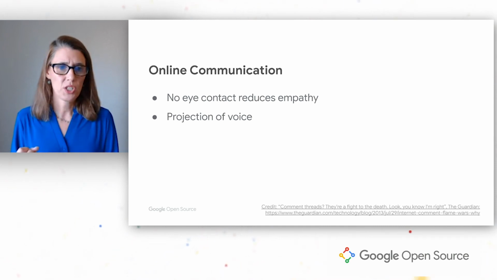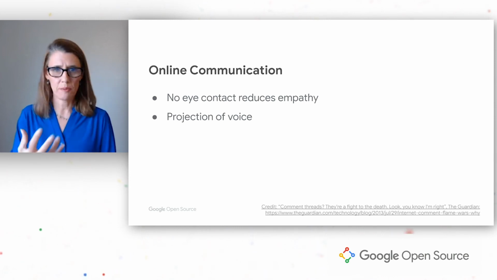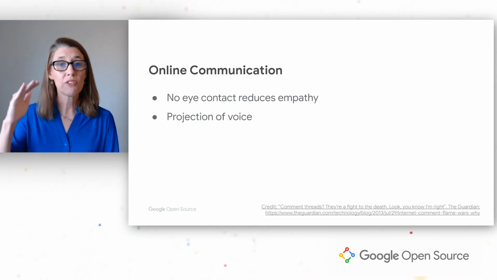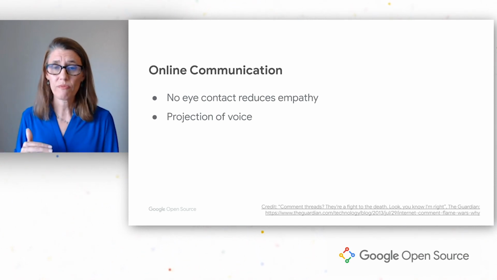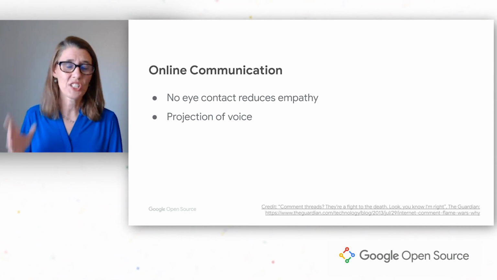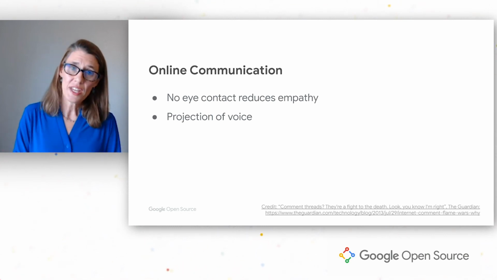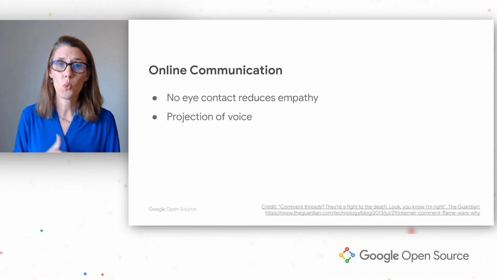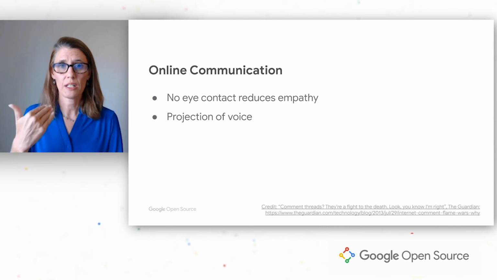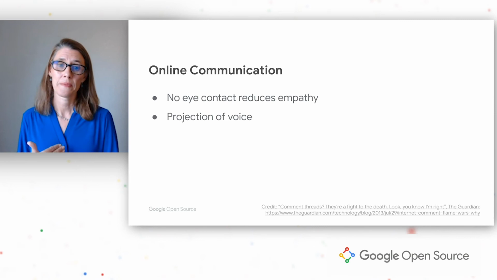There are a couple of elements to it, but two that I think are really important to call out. When we have online communication, we have a lack of eye contact, and that reduces empathy for each other. We're just wired to read body language, and emojis don't cut it. They just don't help the brain process what's going on. And the other thing working against us is that when we receive online communication, we almost always project a negative voice to it, or a more negative voice than what the person intended.